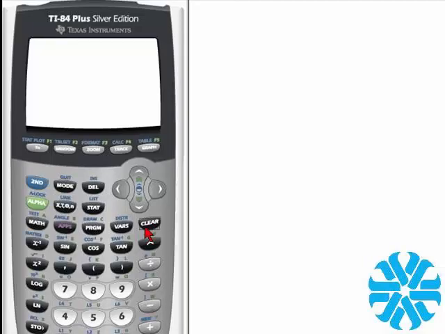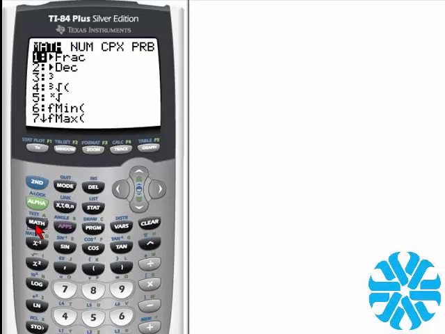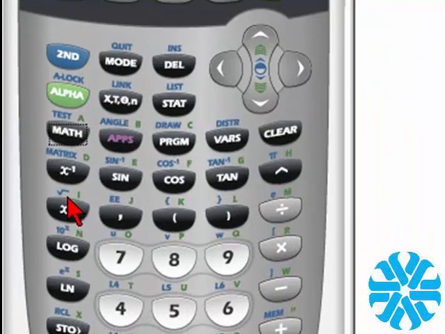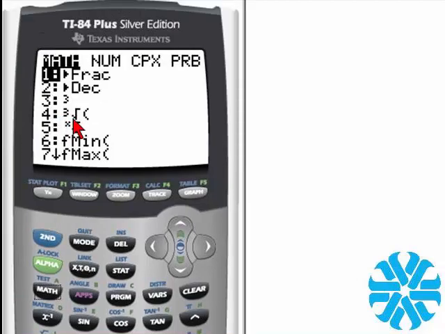Example 3 involves roots greater than 3. So let's go ahead and first take the fifth root of 32. What we need to do is go to the math key, and option number 5 is the nth root. Right here, this little x value in front of the root symbol allows us to put any root that you want here. You could put 2 to represent the square root, or you could put a 3 there to represent the cube root, but it's not necessary because we already have keys for that. Remember that this key here will represent the square root, and this right here represents the cube root.